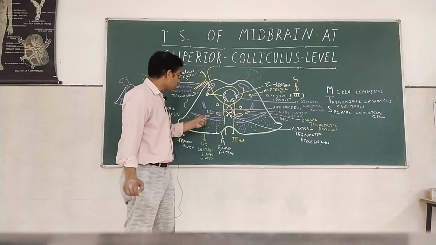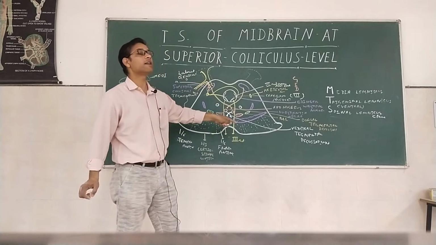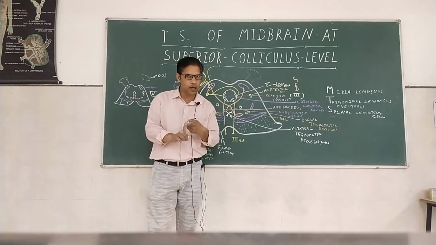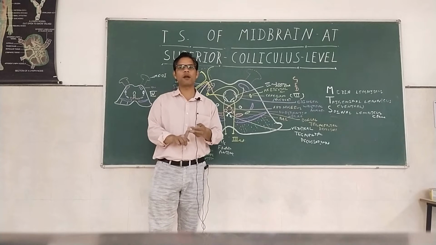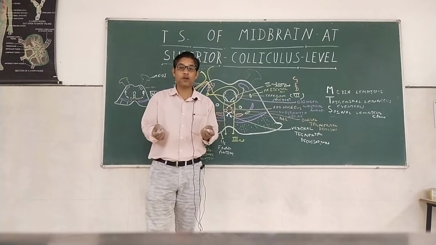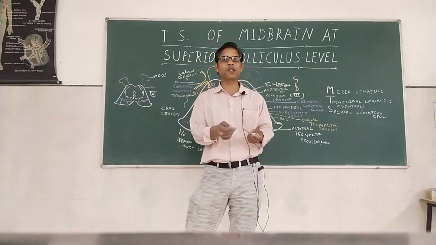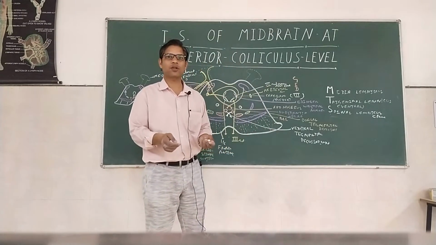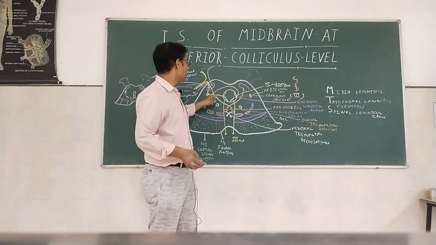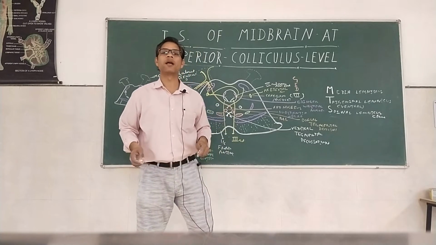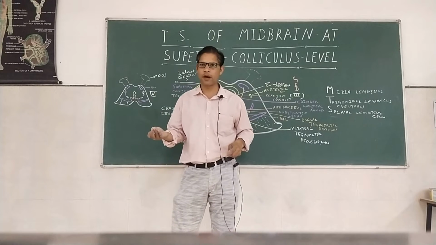This will create, similar to the rubrospinal tract, the tecto-bulbar, tecto-nuclear or tecto-spinal tract. This also receives from the spinal level, but now this tract will be known as tecto-spinal, tecto-bulbar.